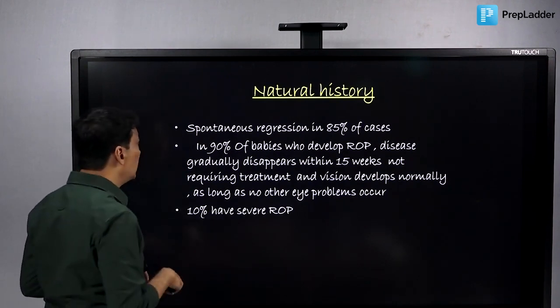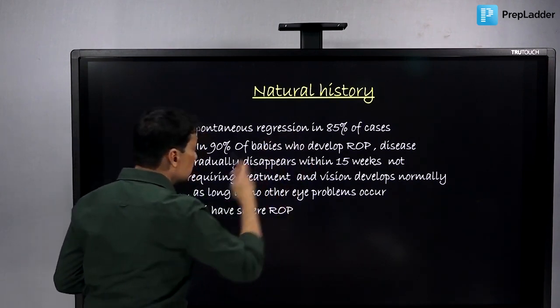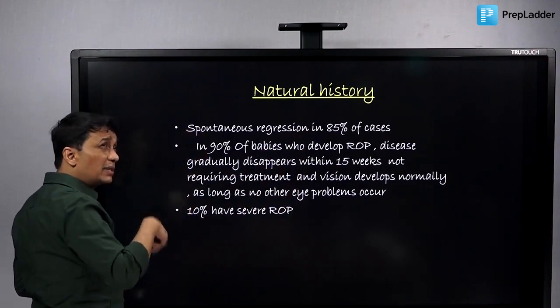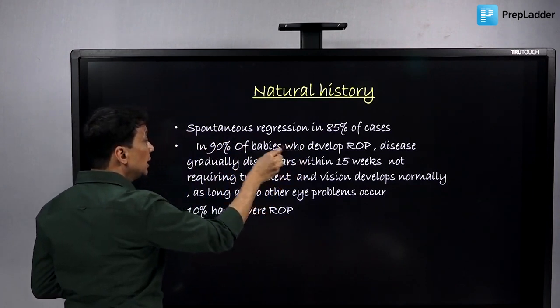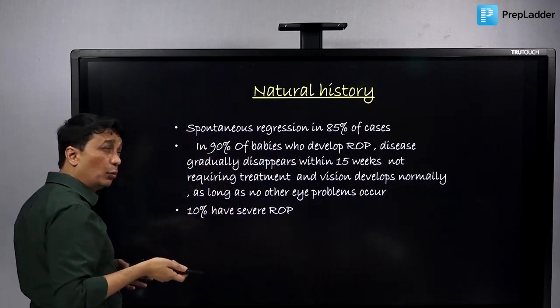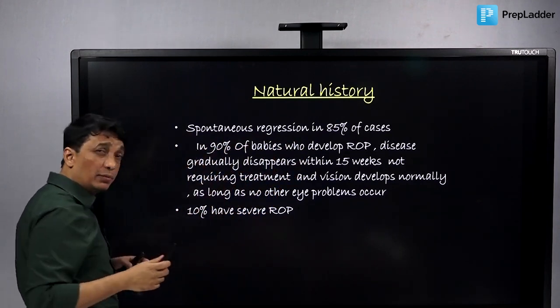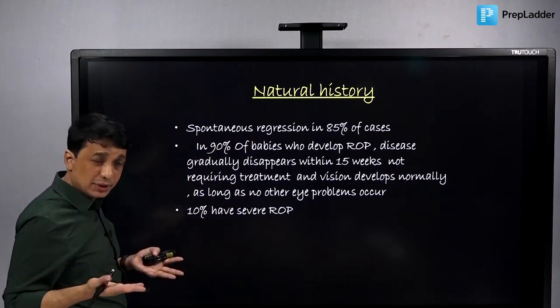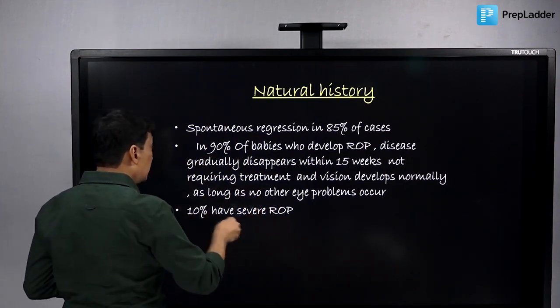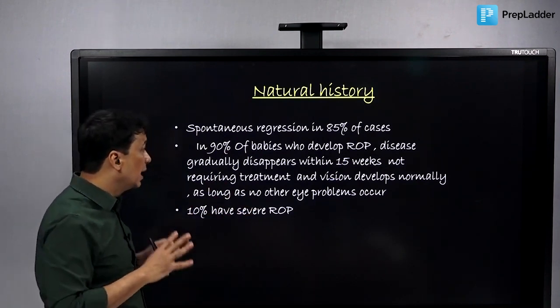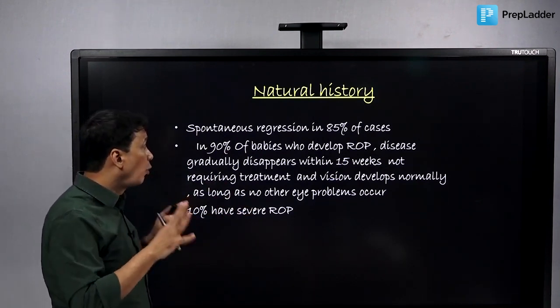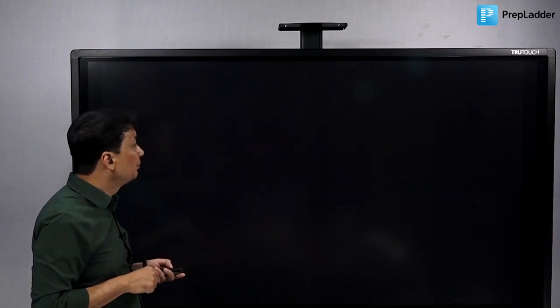Again, to summarize, 85% regress spontaneously. Of the 15% left, 90% of those develop a milder ROP. They usually disappear within 4 months and require no treatment, provided there are no further complications. But 10% have severe ROP and require treatment. So that gives us an idea overall of the aggression of ROP.